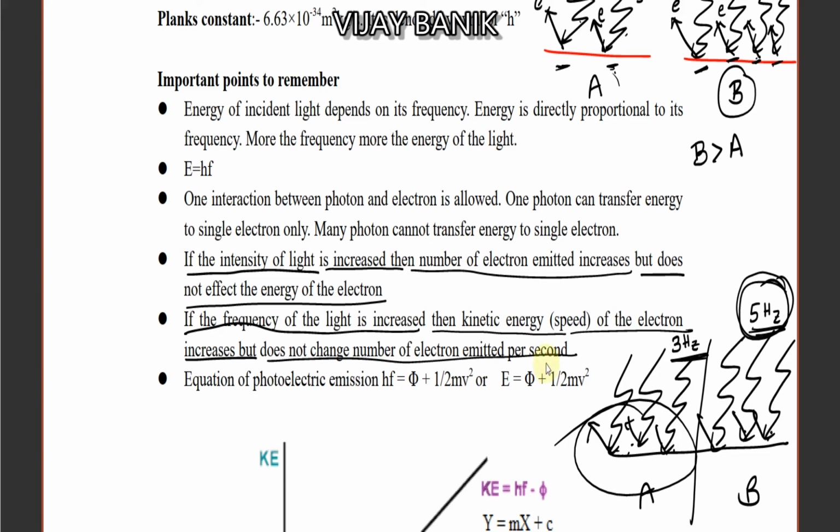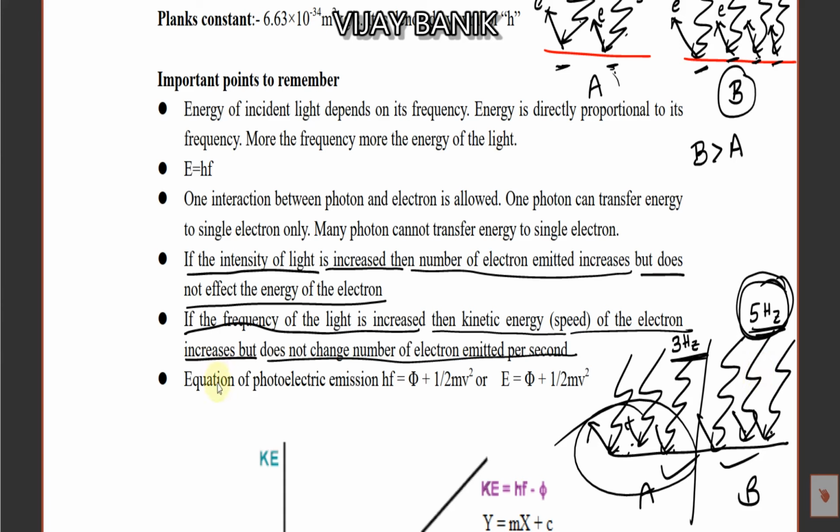let me repeat again. The number of electrons ejected will depend on intensity. If you increase the intensity, the number of electrons ejected will increase, but the speed of the electron won't change if you don't change the frequency. Let's say you change the frequency, but you keep the intensity constant. Then the number of electrons ejected will be the same, but the one with the higher frequency will have more kinetic energy.